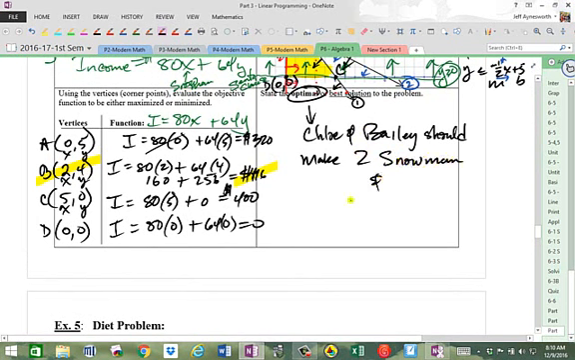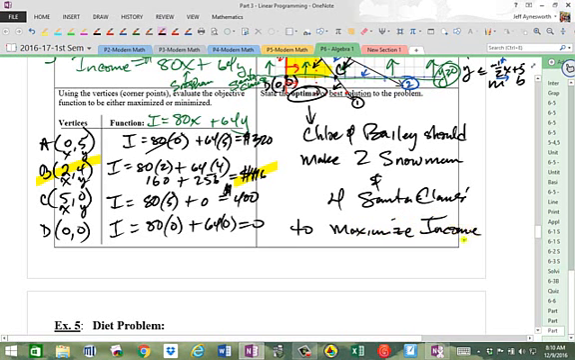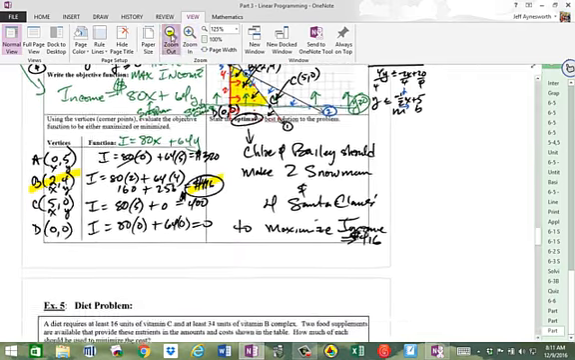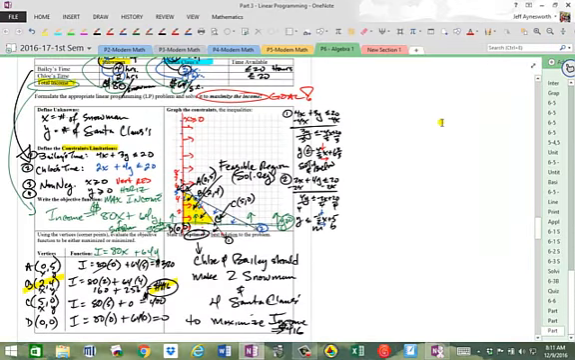All right, and 4 Santa Clauses, to maximize their income, which in this case is $416. They want to make the most money because that's what people do in business. If you were doing this and you had these constraints, then this would be the optimal solution, given the problem here.